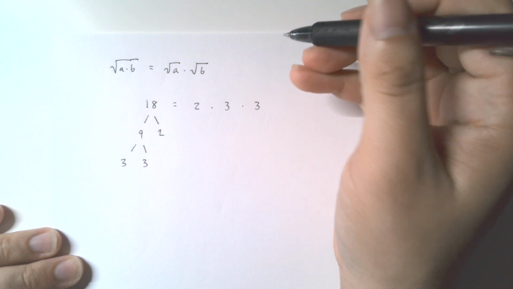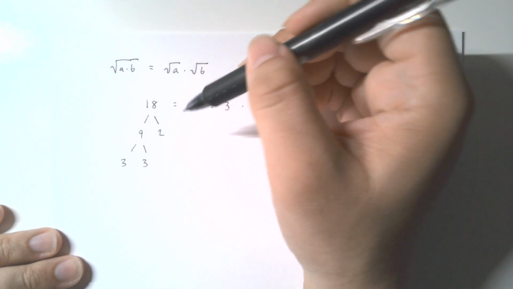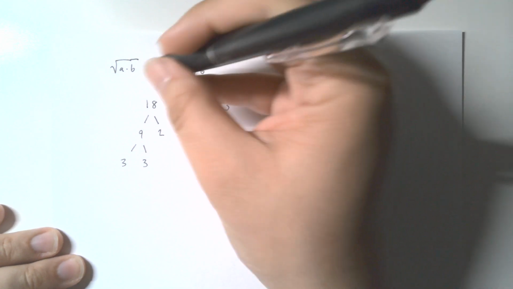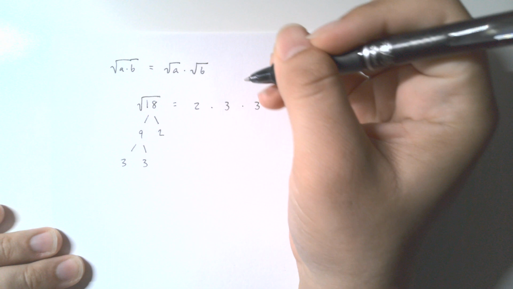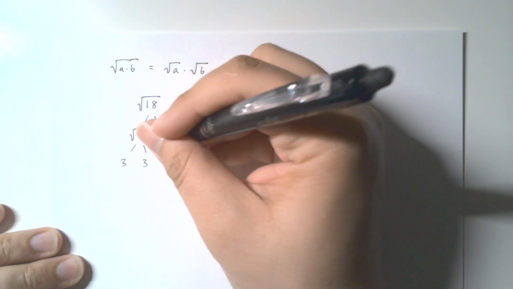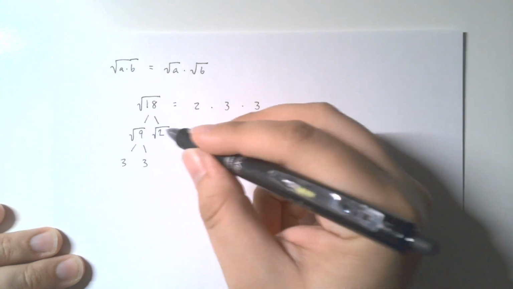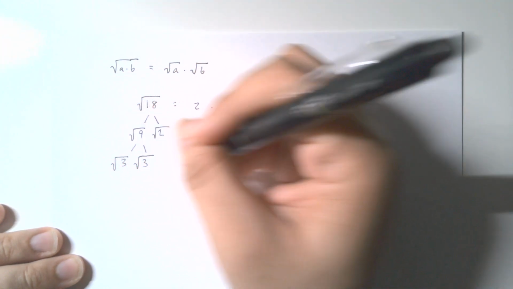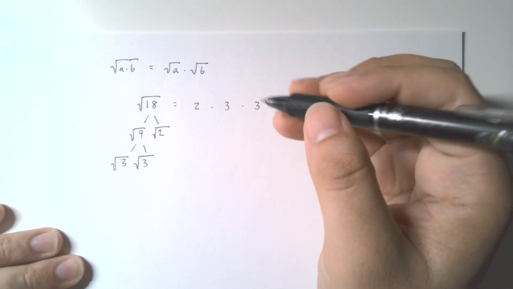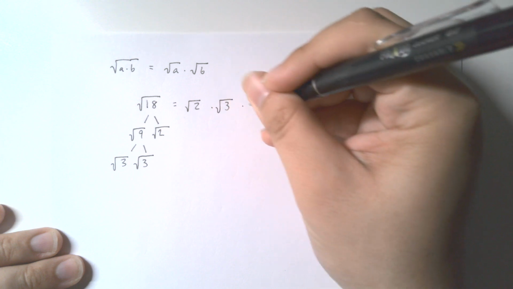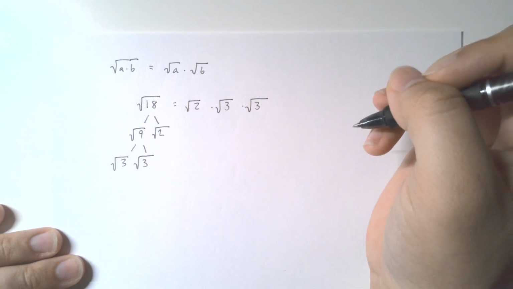Well, fortunately, prime factorization still works when we're doing it inside of a square root. So if we're doing the square root of 18, this is the same thing as the square root of 9 times the square root of 2. And the square root of 9 can be broken up as the square root of 3 times the square root of 3. So the square root of 18 is the same thing as the square root of 2 times the square root of 3 times the square root of 3.